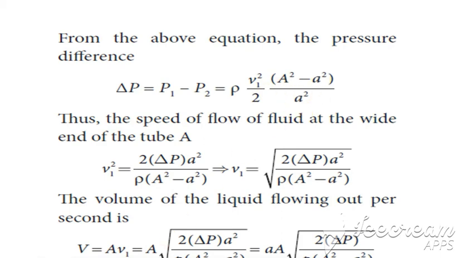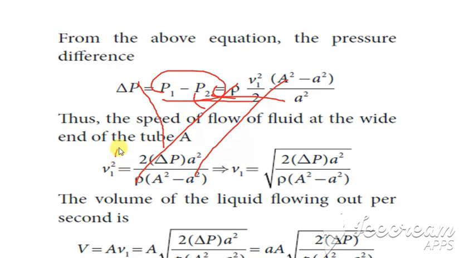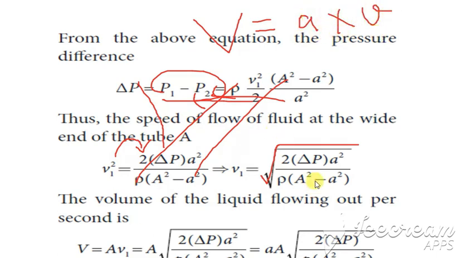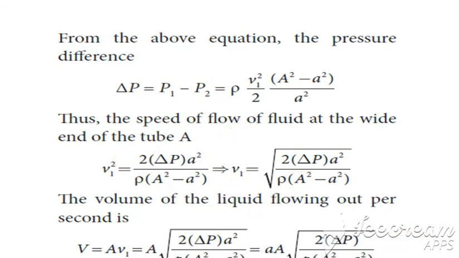From this, if we need the value of V1 square alone, we bring all these terms to the other side. So we get 2 into P1 minus P2, which is delta P, into a square divided by rho into this term. Now we want V1 alone, so bringing the root to the other side, it becomes the root of this. So this is the velocity. If we need the value of volume flow, it is equal to area into velocity, a into this term. Now this A gets cancelled, so we bring a before this, and this gives the value of the volume flow for the venturimeter.